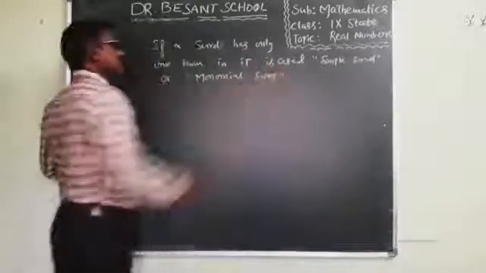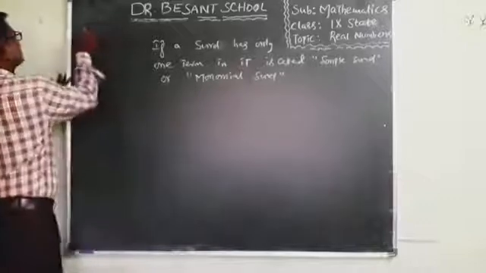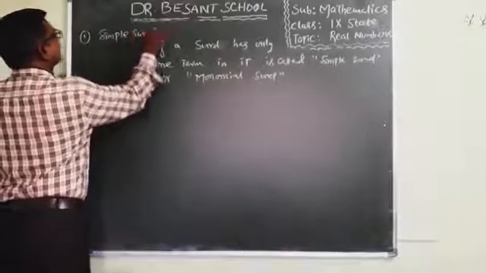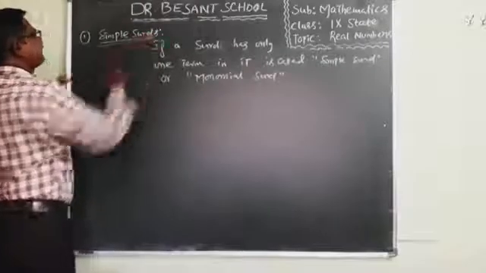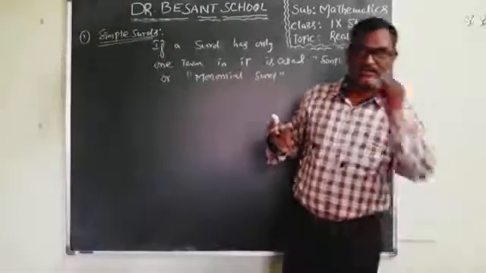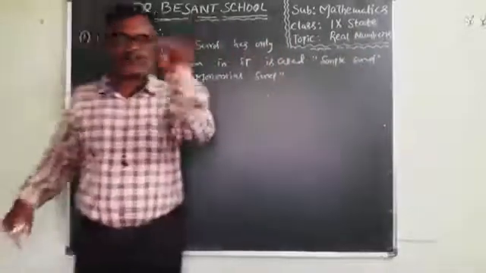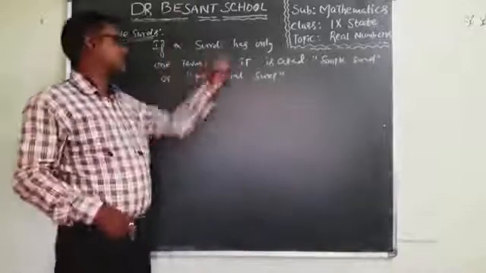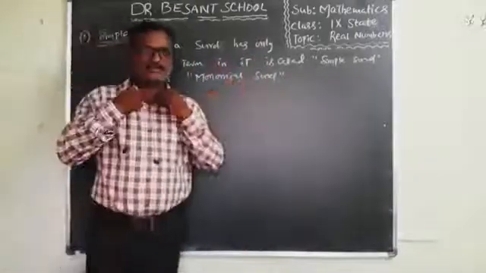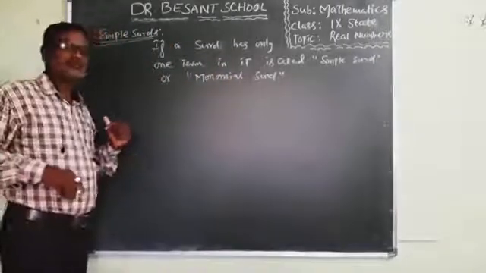Once verify, children. If a surd has only one term in it, that is called simple surd or monomial surd. This is the first one according to number of terms. Previously we discussed the types of surds according to order. Now we are discussing types according to number of terms in it.